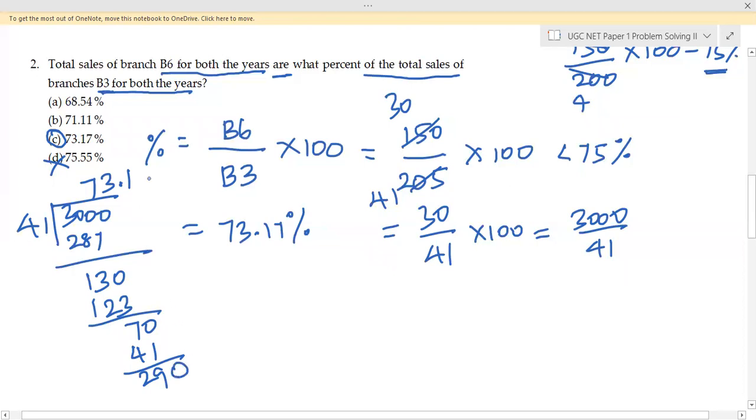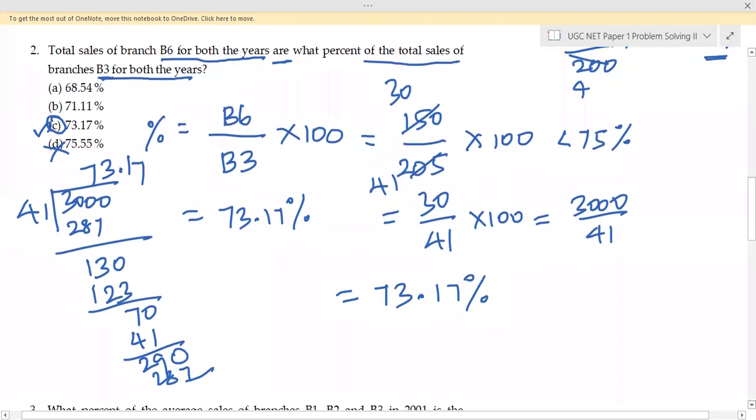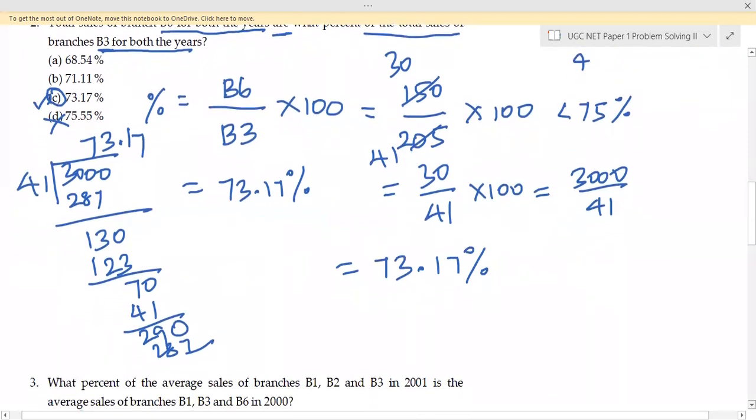If I just extend it to take 290, I can go up to again 7 times because it is 287. So now it is very clear that 73.17 is going to be our answer. Now I can confirm very well that 73.17 percentage is my answer for the second question. Yes, so option C, 73.17, is going to be the answer for our second question. Now let's move on to the third question.